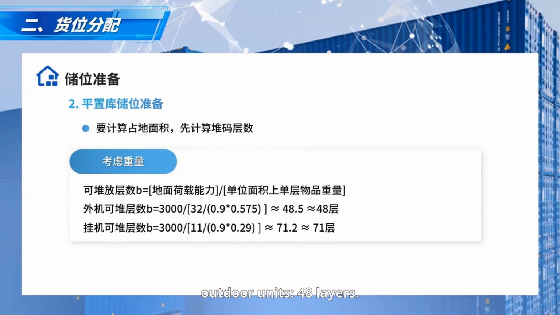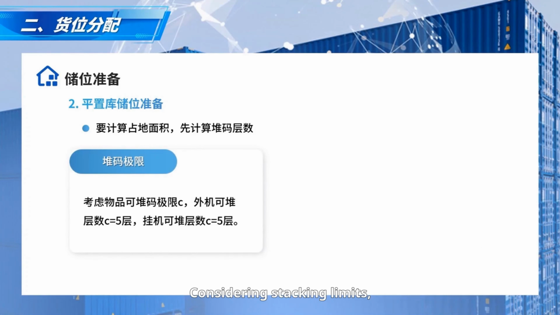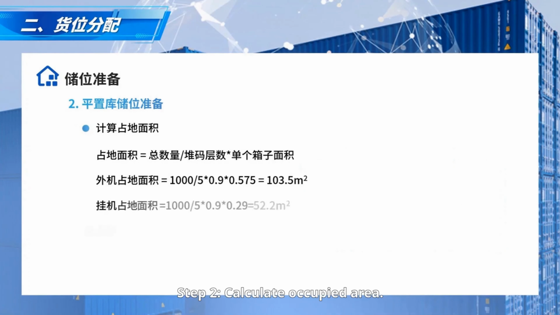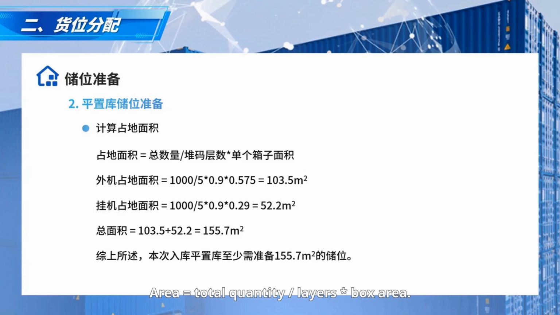Considering floor load, outdoor units, 48 layers. Wall-mounted AC unit, 71 layers. Considering stacking limits, both units, 5-layer limit. Take the minimum layers. Finally, it is concluded that the stacking layers of the outdoor unit and wall-mounted AC unit are both 5 layers. Step 2, calculate occupied area. Area equals total quantity divided by layers times box area. Total area required: 155.7 square meters. In summary, at least 155.7 square meters of storage space is needed.